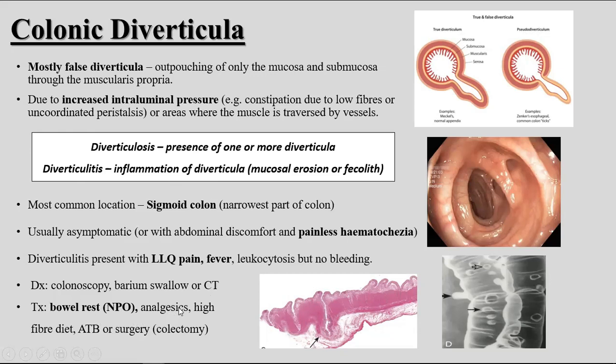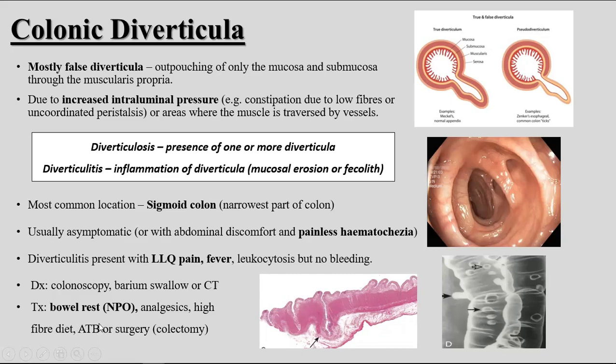You also give them analgesics because it can be extremely painful. And you try to give them a high fiber diet. Like I said before, if you have fiber, it makes the stool pass more easily through the colon. So it's not going to increase the intraluminal pressure, and it might decrease the recurrence of diverticula once you treat it, because generally diverticula do have a very high incidence of recurrence.